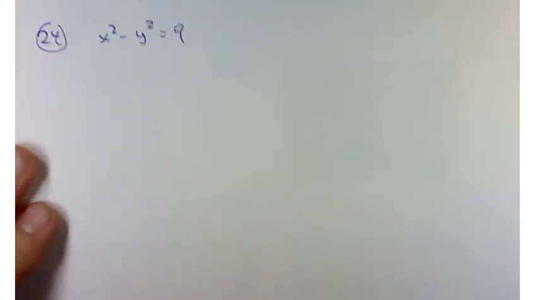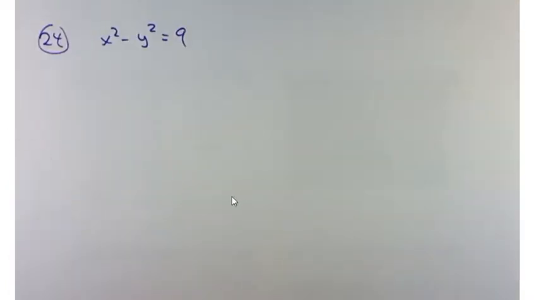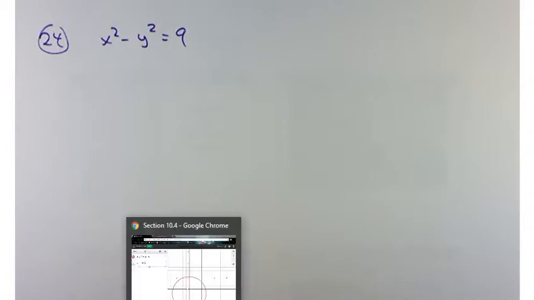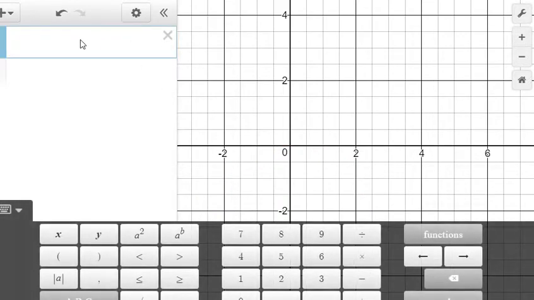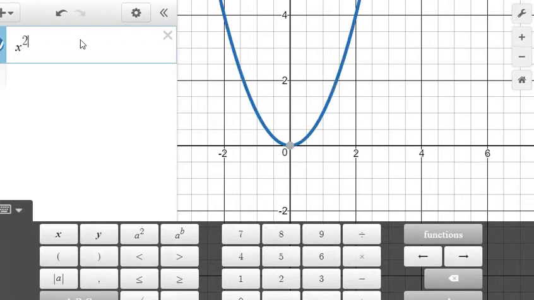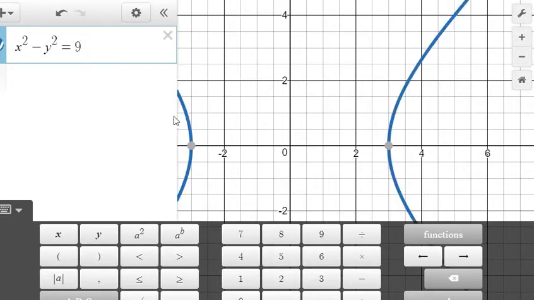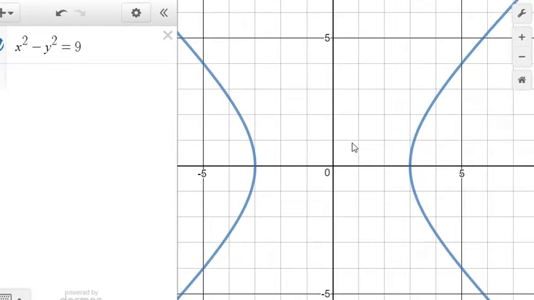x squared minus y squared equals 9. Does anyone remember what this graph is going to look like? Not a half circle, but I appreciate the guess. It'd be a circle if I had a plus there, but I don't. I have a minus, so you get a hyperbola. So you get two branches of a hyperbola. They face away from each other. They open around the x-axis. So let's see if we can get an equivalent equation in polar coordinates.